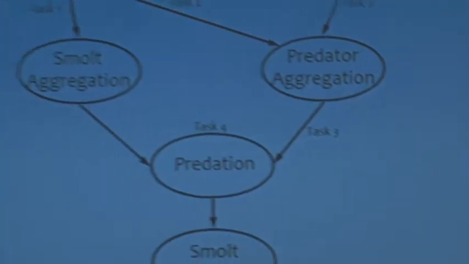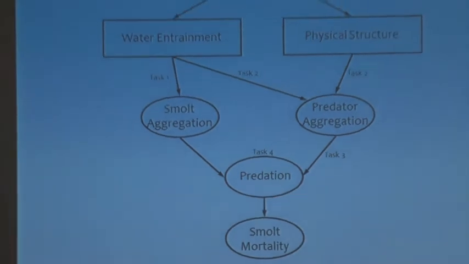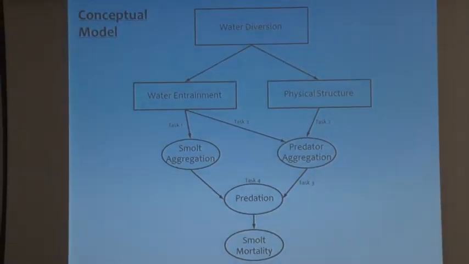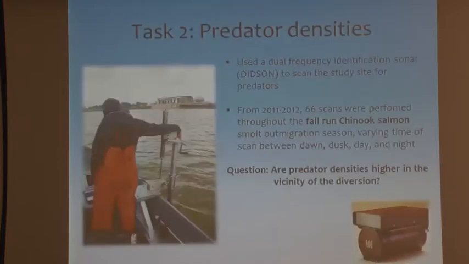I wanted to show you this, kind of a conceptual model of how water diversions might interact with predation to create survival issues for salmon. One has to do with the effects of the water entrainment, which can lead to this smolt aggregation through this filtering thing, and then the predators responding to this prey aggregation, but also the physical structure itself leading to aggregations of predators, then these things interacting in these local environments leading to the predation and subsequent mortality. And we have different aspects of the study designed to look at each facet of this. And I'll cover 3 of them, I think, today.